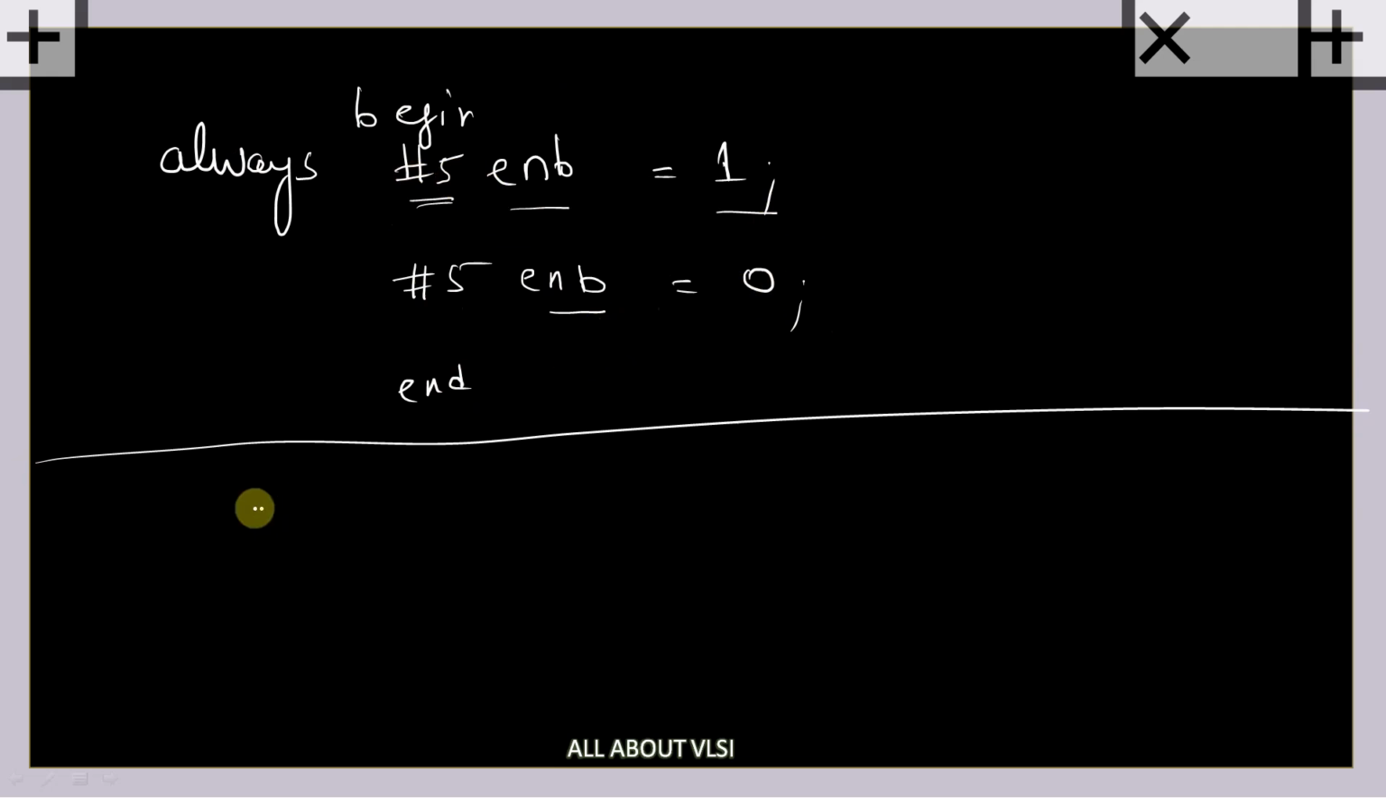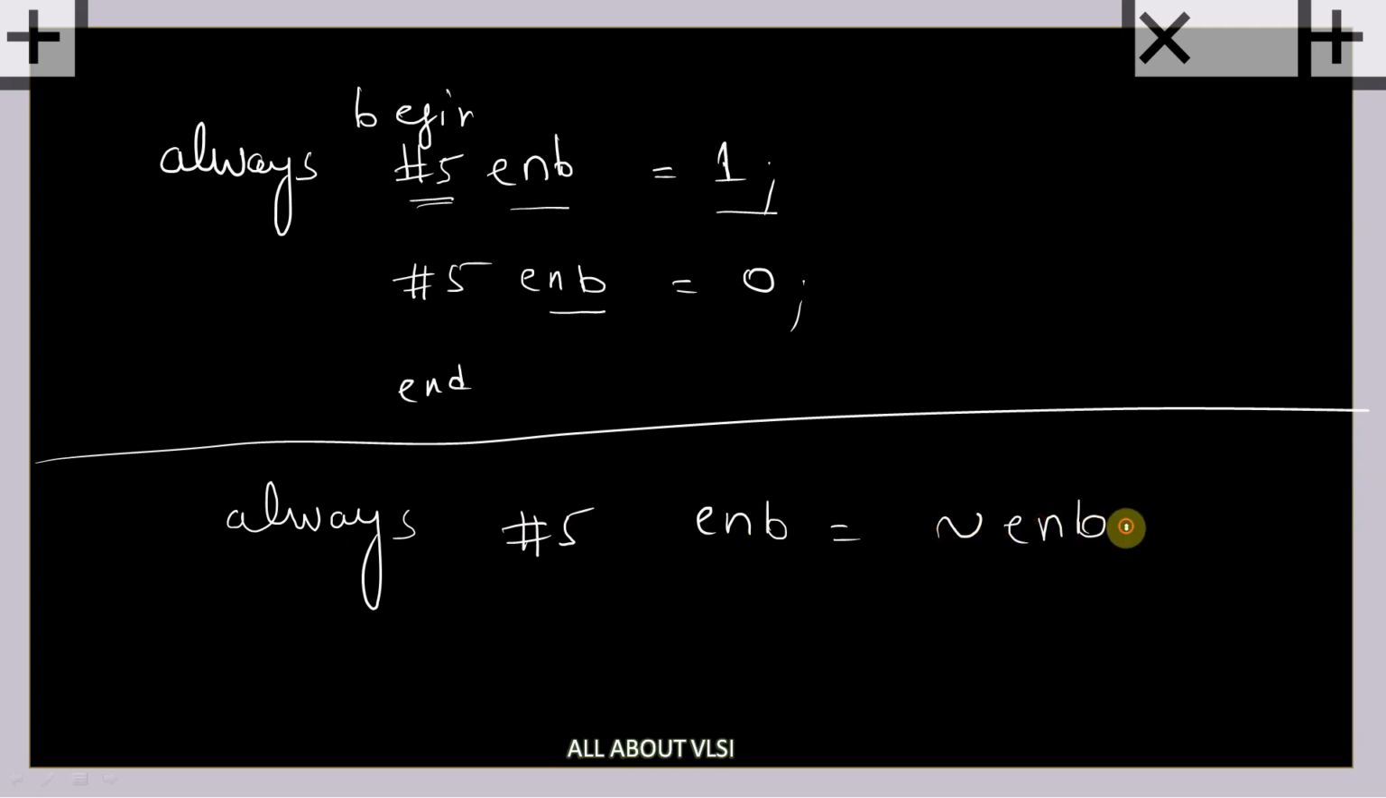So instead of writing like this, you can write like this also: always #5 enable is equal to not of enable. Okay, that means before that your enable signal will be equal to 0. At 5 time units your enable signal will toggle, that is, it is going to change from 0 to 1, and again 1 to 0. Like this your enable signal will toggle for every 5 nanoseconds.